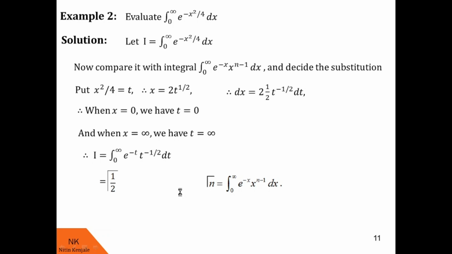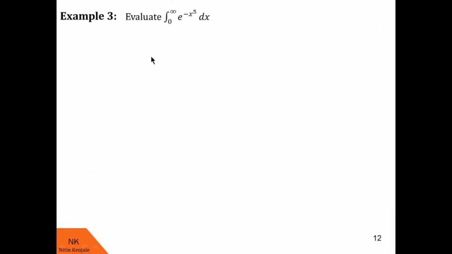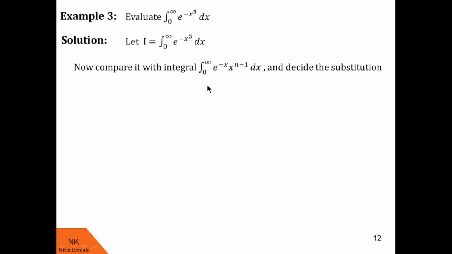Let us see another example. Here we are asked to evaluate integration from 0 to infinity of e raised to minus x raised to 5 dx. I hope by this example you must have guessed what we should substitute here so that this integral can be evaluated using gamma functions. First we label this integral as I. Then we compare this integral with the integral in the gamma definition. Then we decide that we should substitute x raised to 5 is equal to t. Then x is equal to t raised to 1 by 5. Therefore, dx is equal to 1 by 5 into t raised to minus 4 by 5 dt.